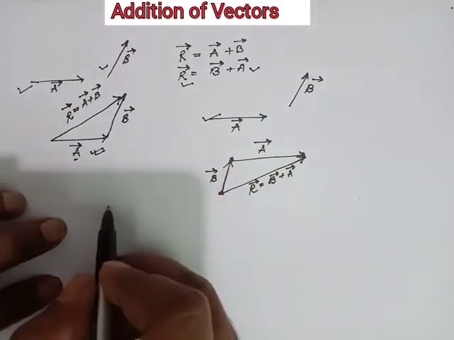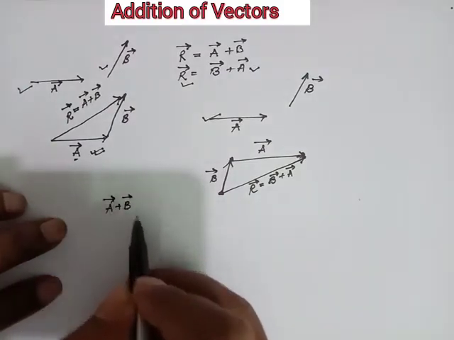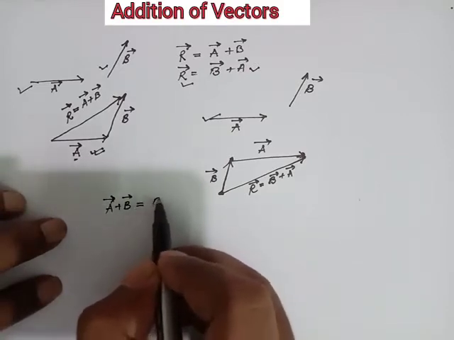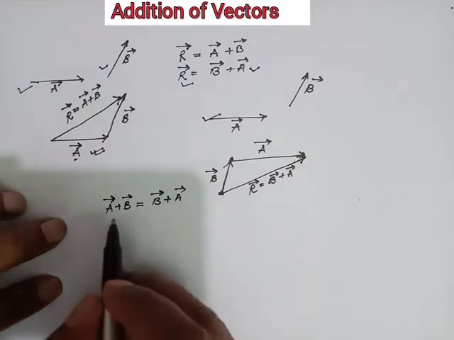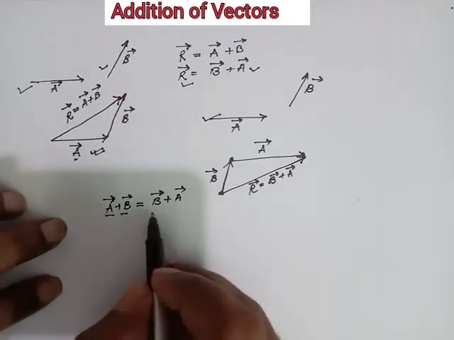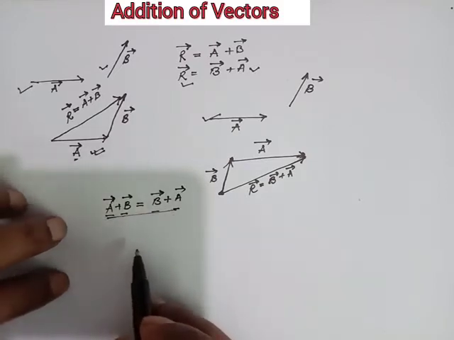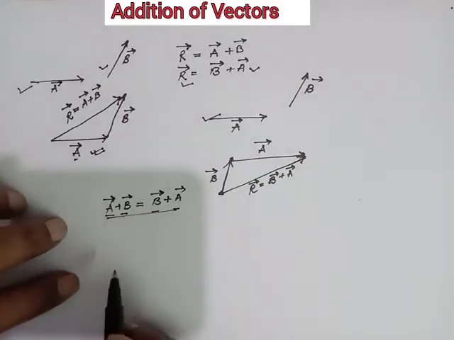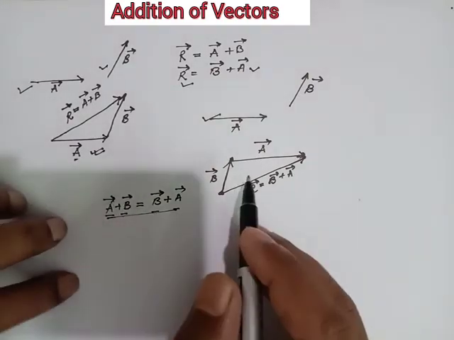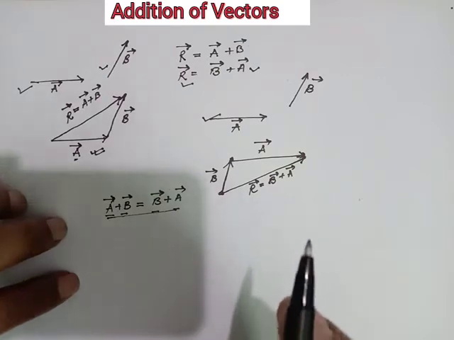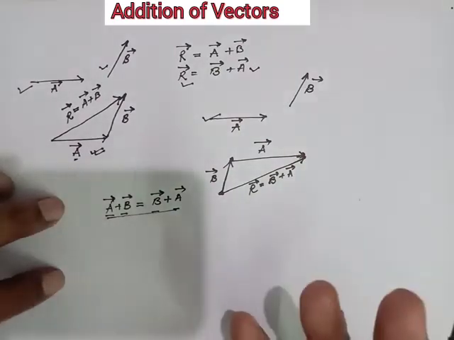Remember here, A vector plus the B vector is equal to your B vector plus the A vector. It means A plus B vector is equal to B plus A vector. So this property of addition of two vectors is called commutative. So vector additions are commutative. Please do remember, vector additions are commutative in nature. Correct?